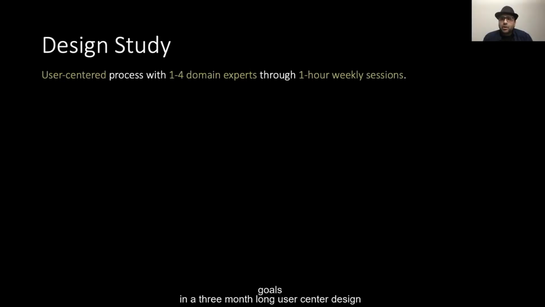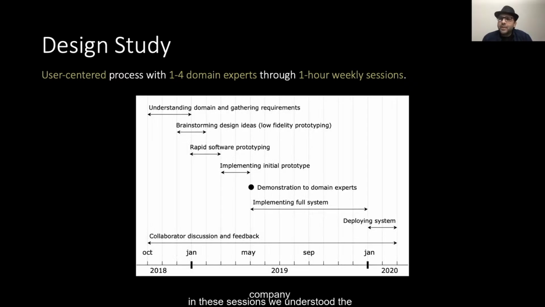In a 3-month-long user-centered design process, we conducted 1-hour-long semi-structured interviews every week with domain experts from Ford Motor Company. In these sessions, we understood the domain, gathered requirements, defined user tasks, formulated design goals, and brainstormed and prototyped UI designs. We then developed an initial prototype and demonstrated it to 35 domain experts. After incorporating their feedback, we implemented the full system that is now being deployed internally.